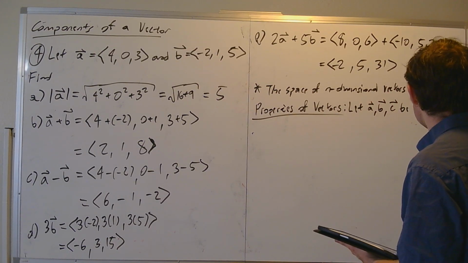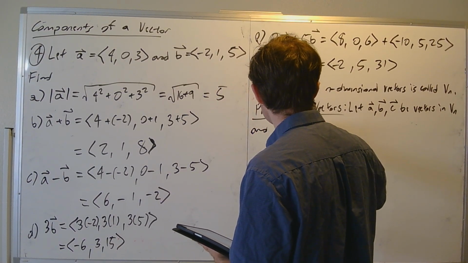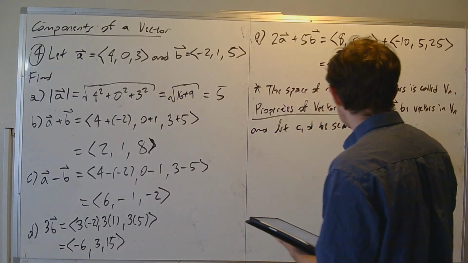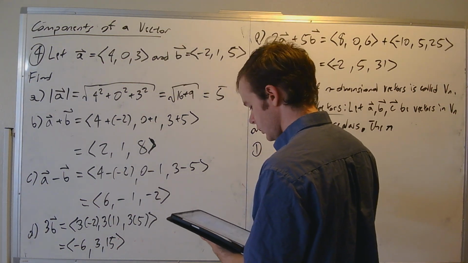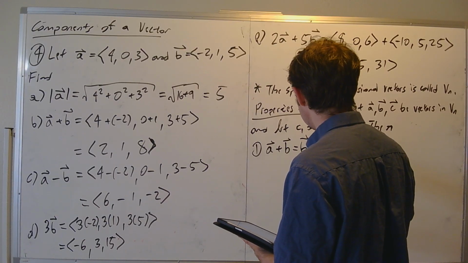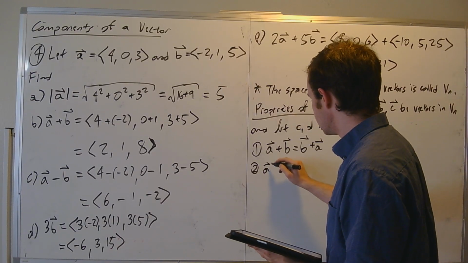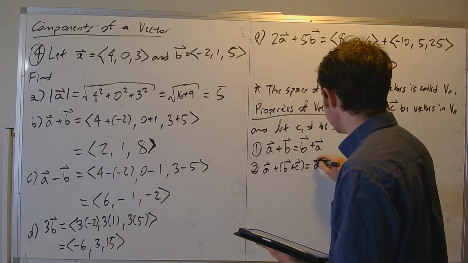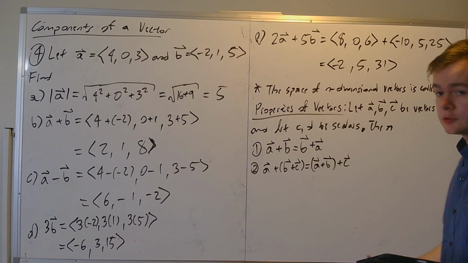Okay, what I meant to say here, and let C and D be scalars, then we're going to have number 1, which is going to say A plus B is the same thing as B plus A. Number 2 is going to say that A plus B plus C equals A plus B plus C. Right, so we call the first property commutativity, which we expect with numbers, right?